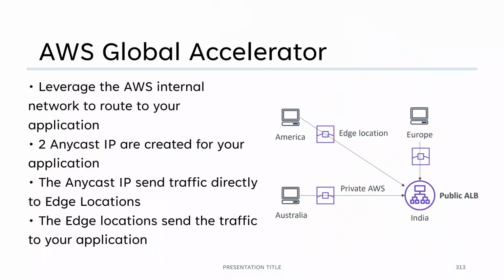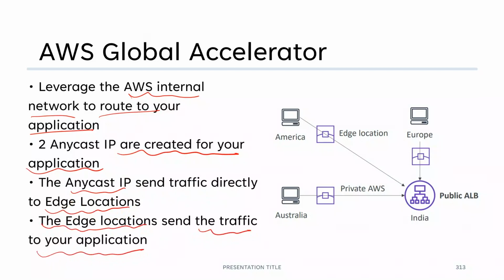So AWS Global Accelerator. What you do is leverage the AWS internal network to route your application. Two Anycast IPs are created for your application. The Anycast IPs send traffic directly to the edge locations. The edge locations in turn send the traffic to your application. Simple stuff.